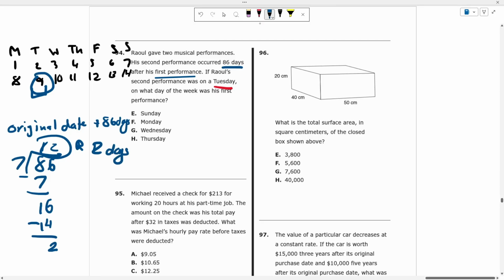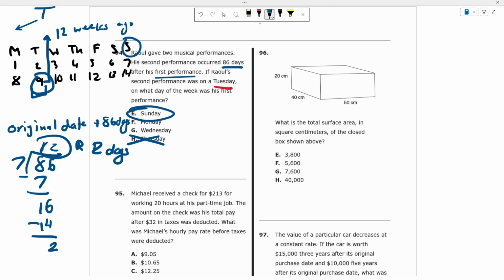So we know that 86 days is 12 weeks. So if we go 12 weeks back in time, 12 weeks ago, we still land on a Tuesday. But remember, we still have a remainder of 2 days, which doesn't mean that we're going to go Wednesday, Thursday and choose Thursday. It actually means we're going to go back in time by 2 days. So we're going to go back to Monday, and then we're going to go all the way back to Sunday. So his performance was actually on Sunday. Why? Because we're counting back in time. Whenever you're counting back in time, you're counting in the opposite way.